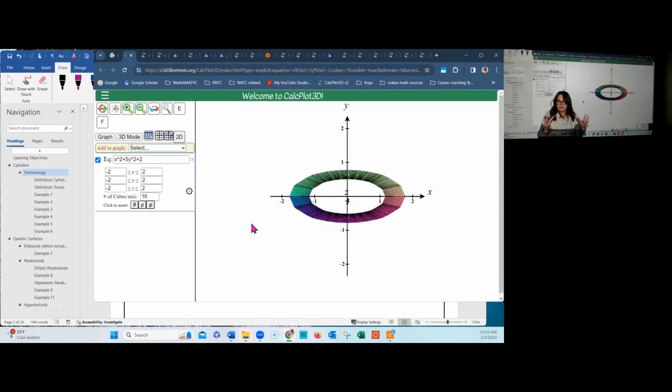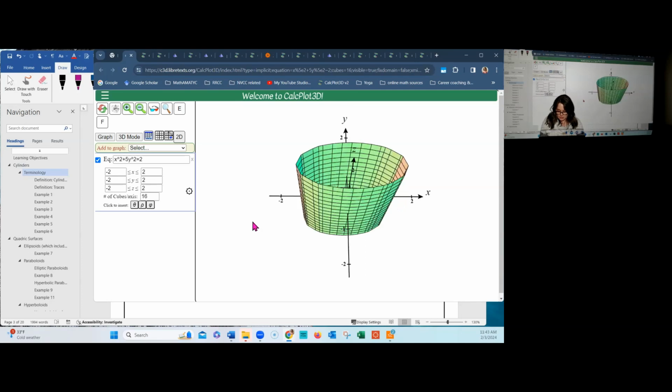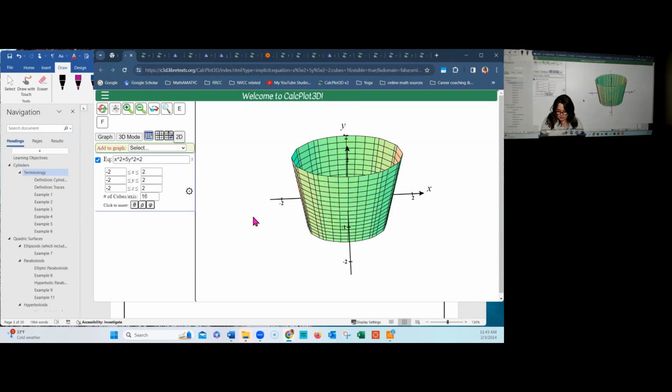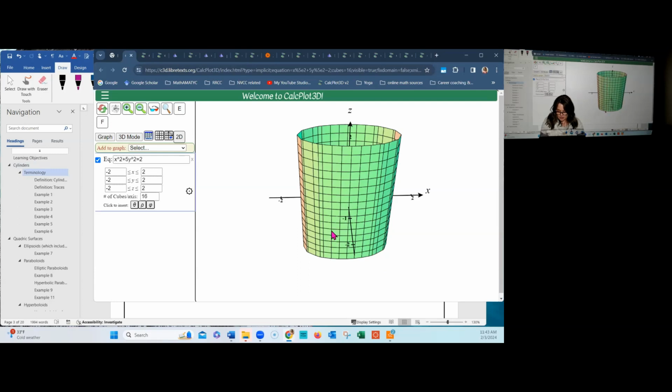And now, again, given that CalPlot 3D is trying to make it look three-dimensional, you can see the shape of the ellipse on which it is based. Right? And then it's drawing it along lines called rulings that are parallel to the Z-axis. And when you tilt it, you can see those rulings, which are right here going in this view vertical.